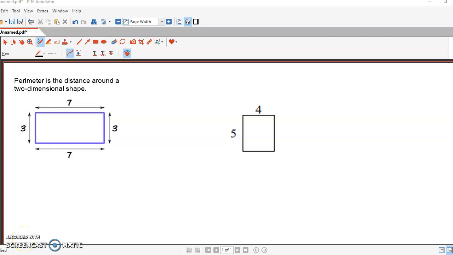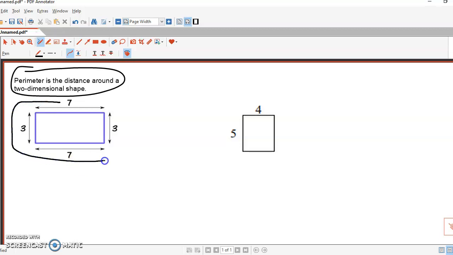Today we are going to review perimeter. Perimeter is the distance around a two-dimensional shape. So when we're finding the perimeter, we're going around the shape. We're finding the distance all the way around the shape.